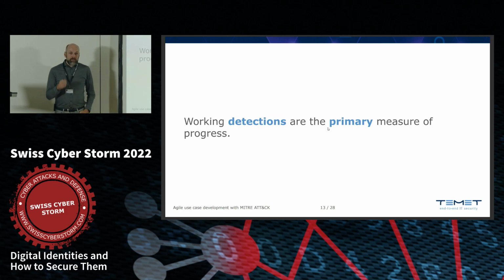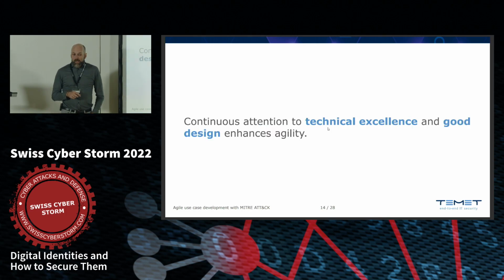And in the end, that's also our primary measurement for progress and for the quality of our security operation: the number of working detections. If we have a lot of processes and a lot of documentation but no working detections, the value of our security operation is low.